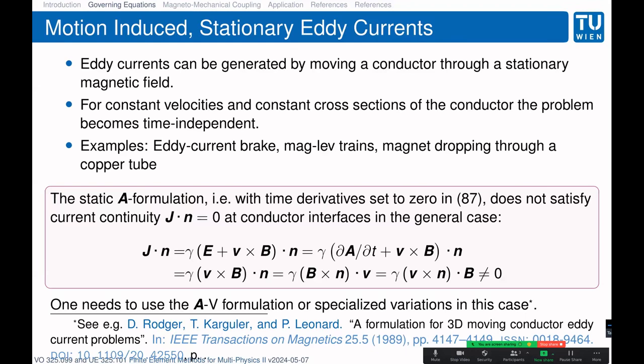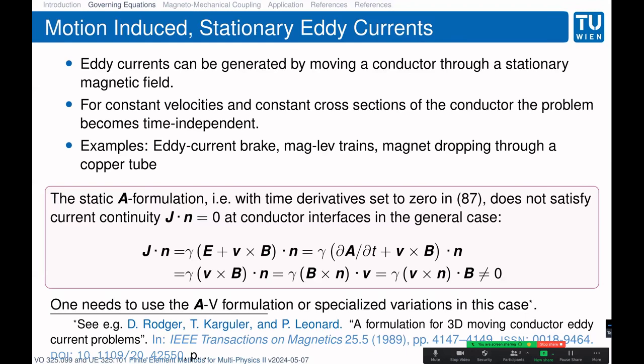So in this case, we can use the static A-formulation with the time derivative set to 0. One should think so, but you have to be careful, because it doesn't satisfy the current continuity at conductor-air interfaces. When we have a conductor and it ends, there can't be any current going out of it. So J·n needs to be 0 at the conductor. Now if you write the expression for J in the pure A formulation, you know that this is gamma times E plus v×B, so E is modified with the velocity term. In the A formulation, E is purely -dA/dt.